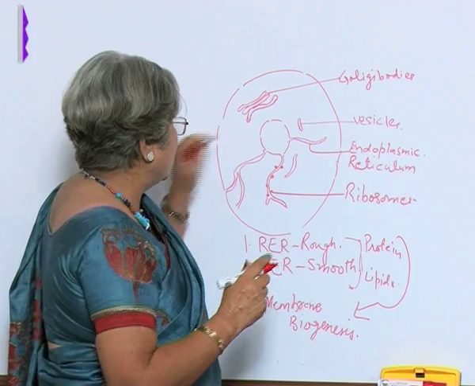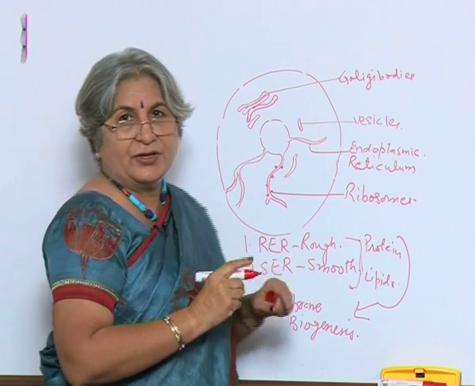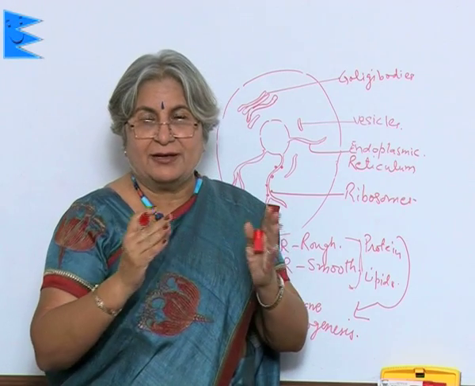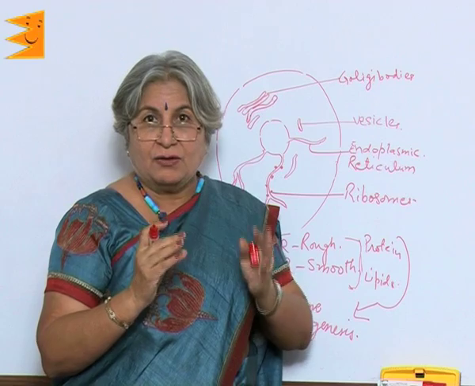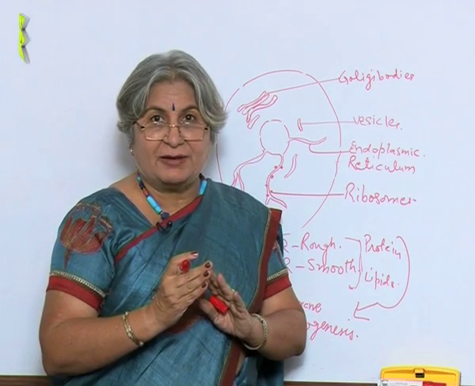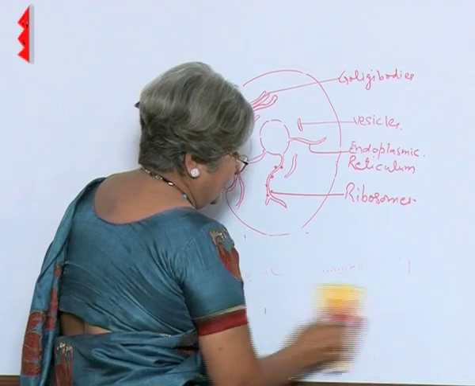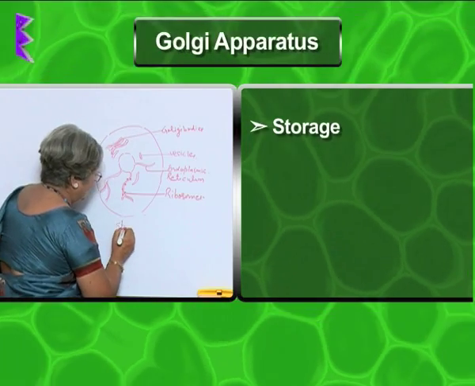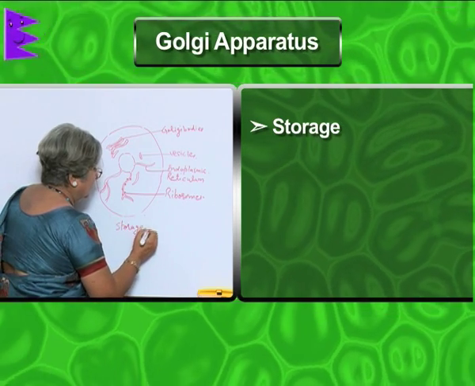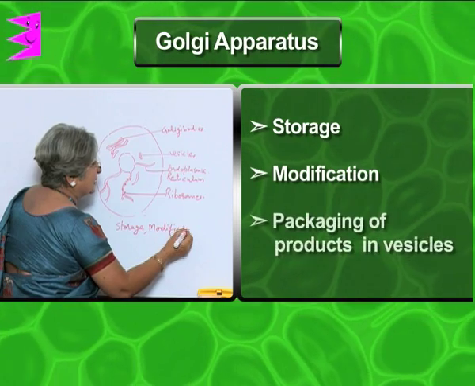At some points they are even connected with the endoplasmic reticulum. So, they form another kind of, you can say, a tubular network. Now, what is the function? Once again coming back to the function, function of Golgi body is storage, modification and packaging.